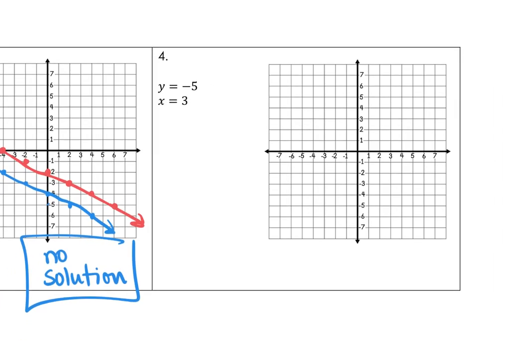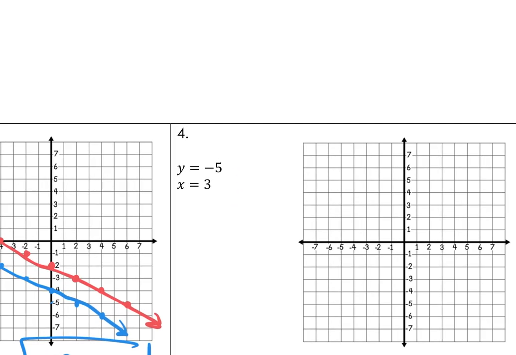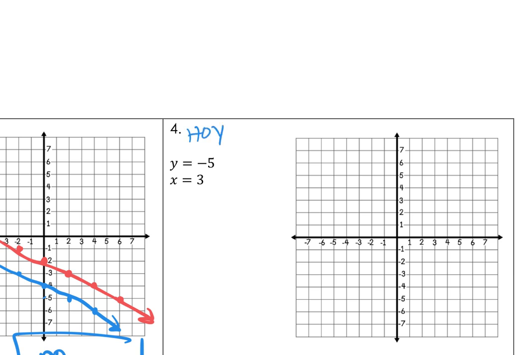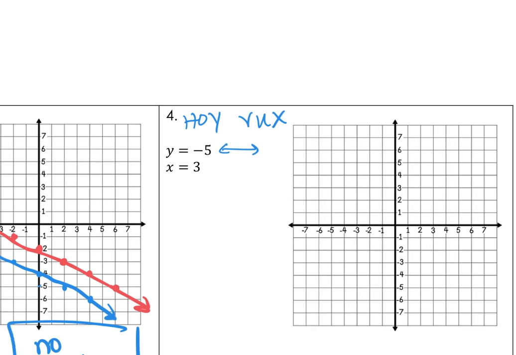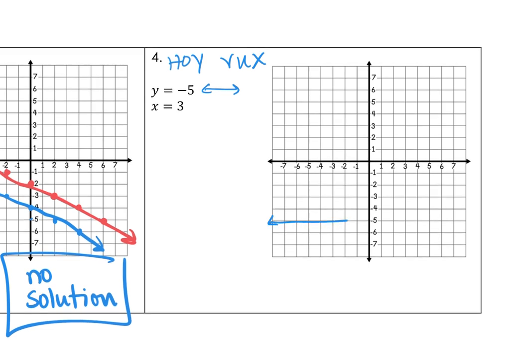Our two equations, y equals -5 and x equals 3. Hopefully, you notice right away that each of these equations only has one of our variables, which means our special cases lines, which means you need to be thinking in your head, HOVU, because they each only have one variable. None of them have y equals mx plus b. We have y equals -5, and we have x equals 3. So this first equation is y equals, which means this line is going to be horizontal. So it's going to be a horizontal line that goes through -5.